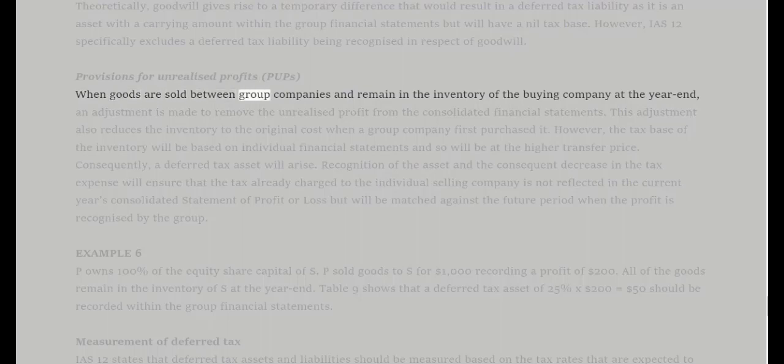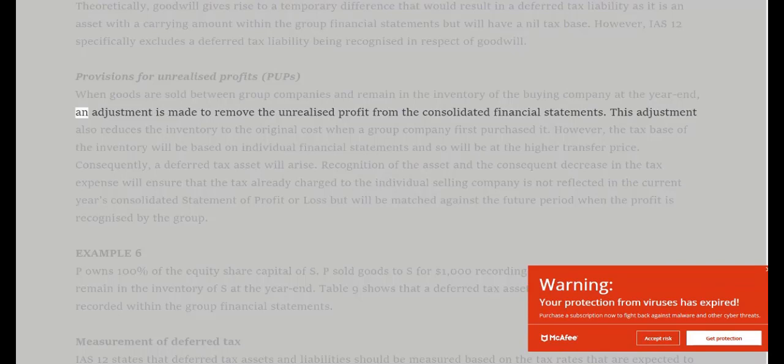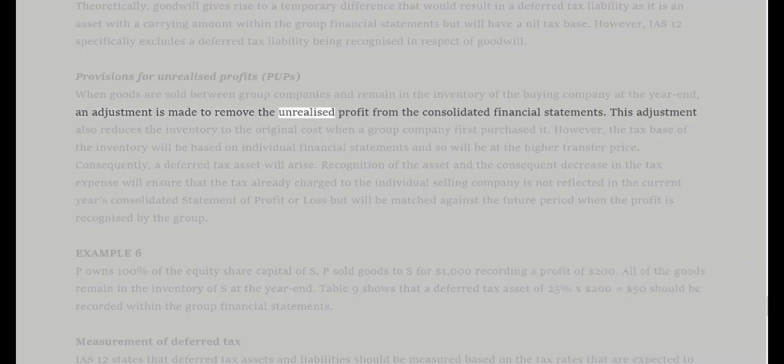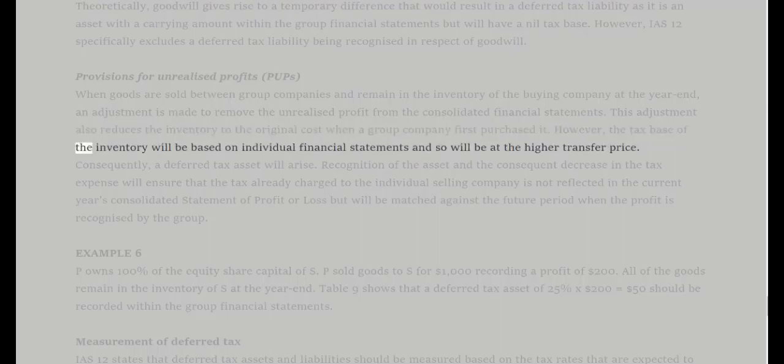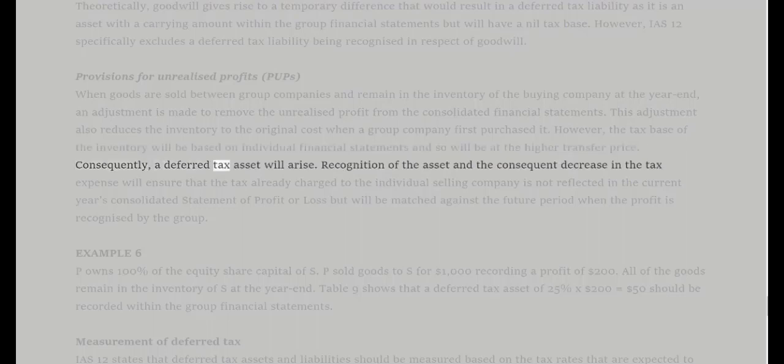When goods are sold between group companies and remain in the inventory of the buying company at the year-end, an adjustment is made to remove the unrealized profit from the consolidated financial statements. This adjustment also reduces the inventory to the original cost when a group company first purchased it. However, the tax base of the inventory will be based on individual financial statements, and so will be at the higher transfer price. Consequently, a deferred tax asset will arise.